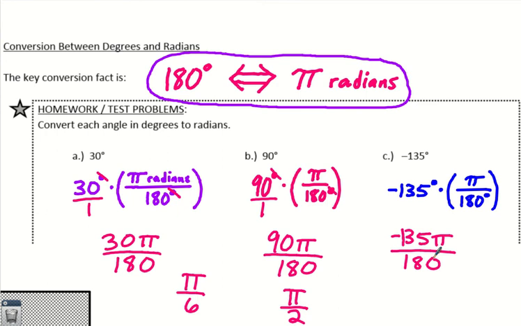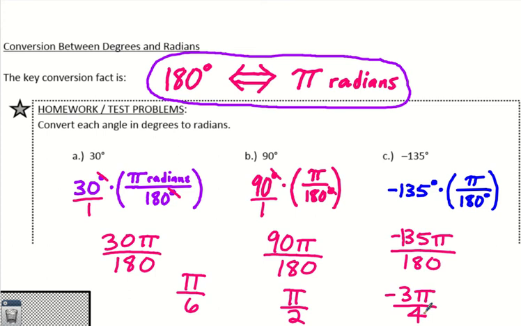And what does negative 135 over 180 reduce to? I think negative 3 over 4. Pretty sure. I'd hate to be wrong at a time like this, so I'm checking a calculator. Yep. So negative 3 pi over 4.